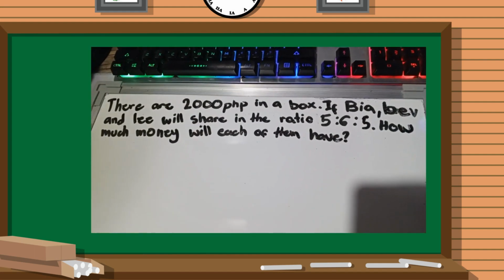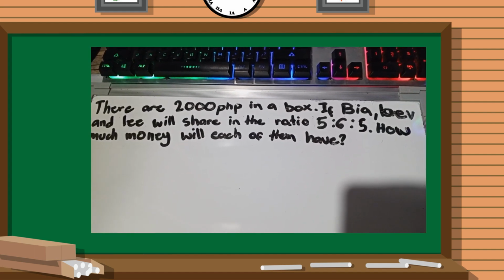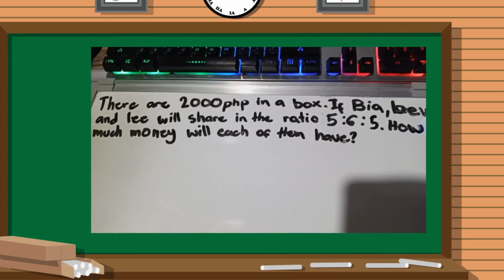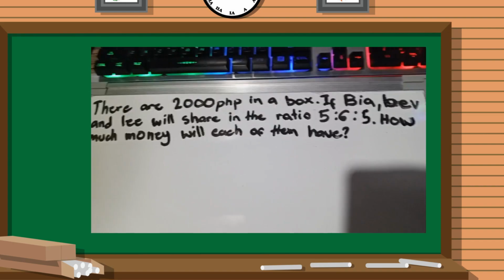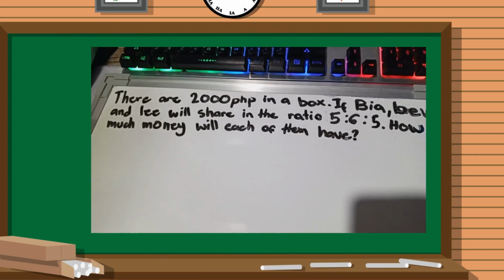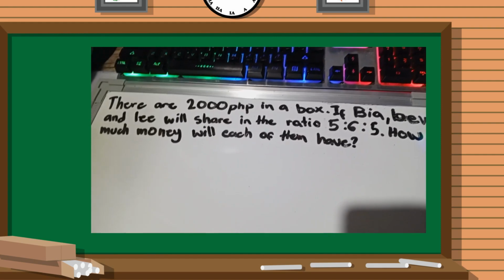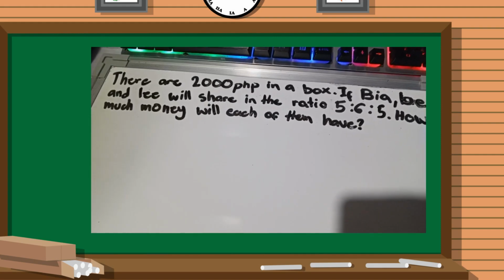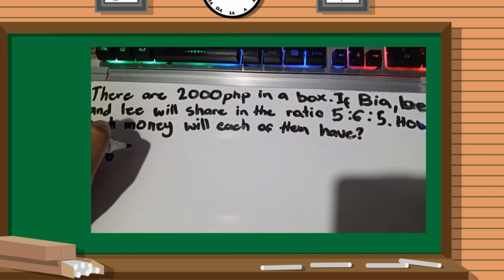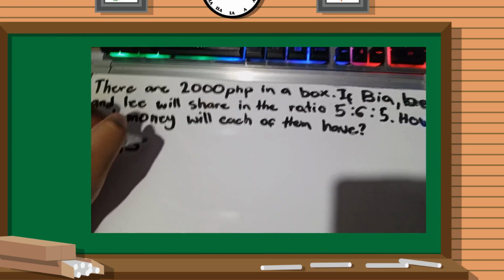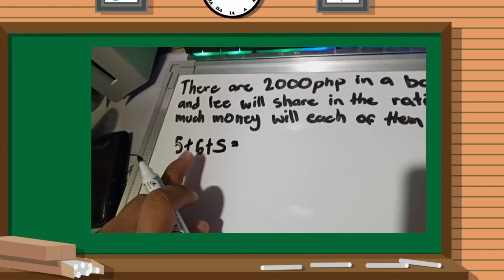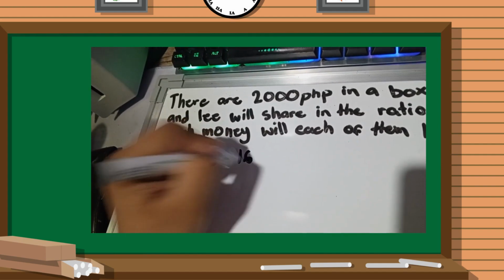For our last question, there are 2,000 pesos in the box. If Bia, Bev, and Lee will share in the ratio of 5 to 6 to 5, how much money will each of them have? So just like any other examples of partitive proportion, our step 1 is to find the sum of the ratio. So our ratio is 5, 6, and 5. Now we must add them to get the answer. 5 plus 5 is equals to 10, plus 6 is equals to 16.